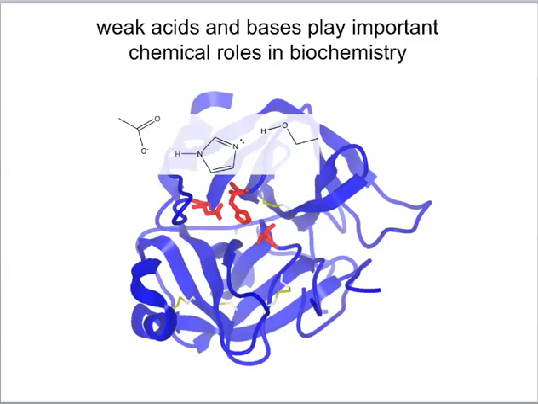So again, the point being that understanding the ionization states of these amino acids and the malleability of those ionization states is central to understanding biochemical mechanism.